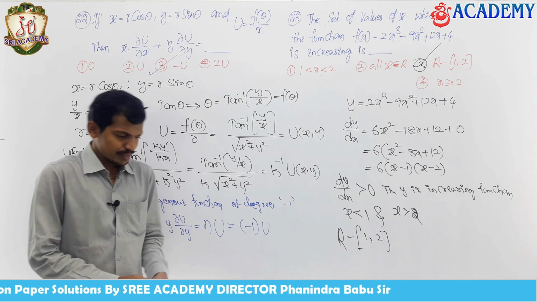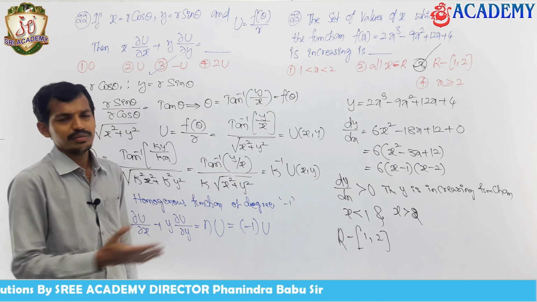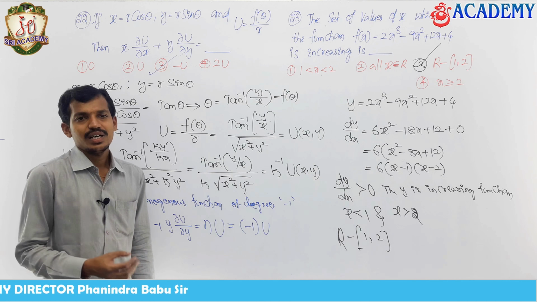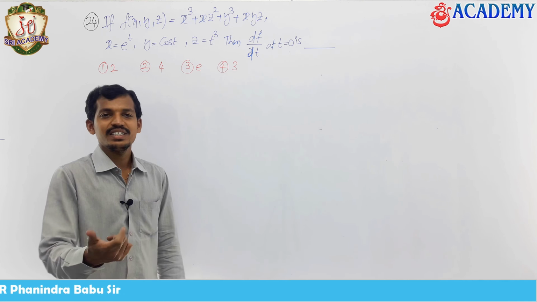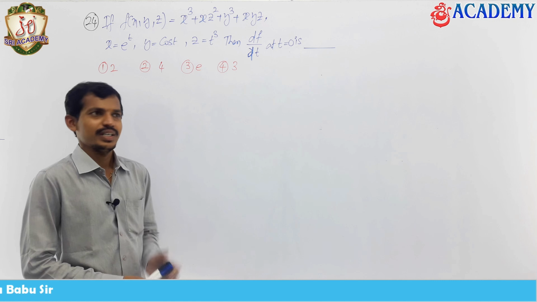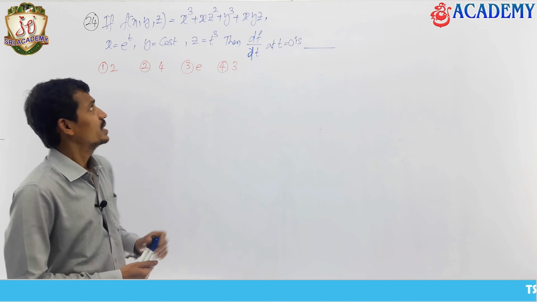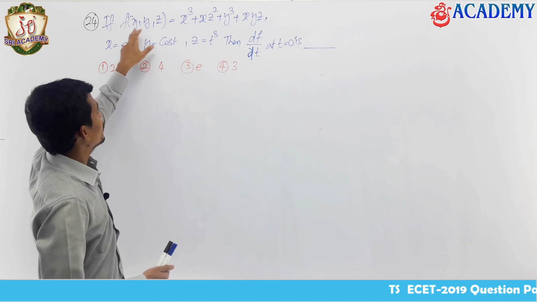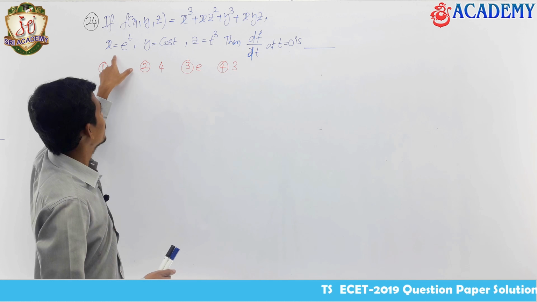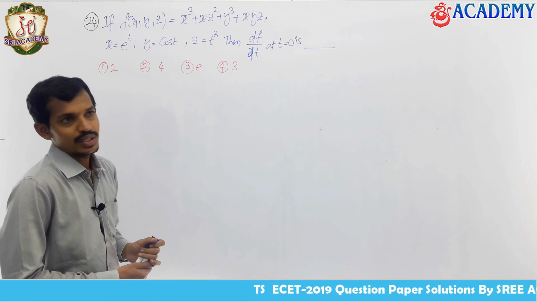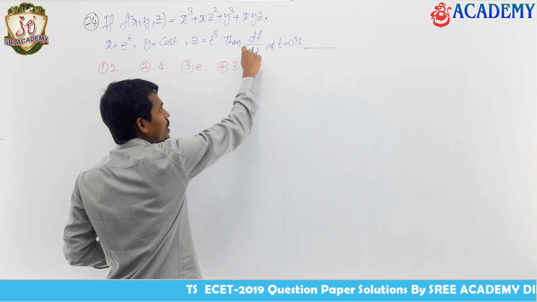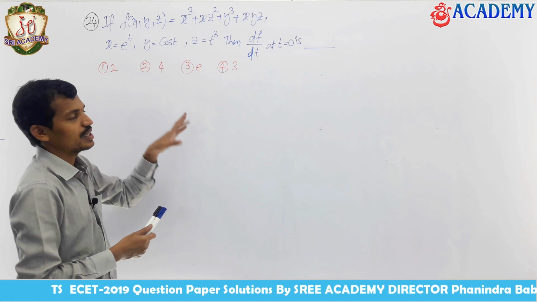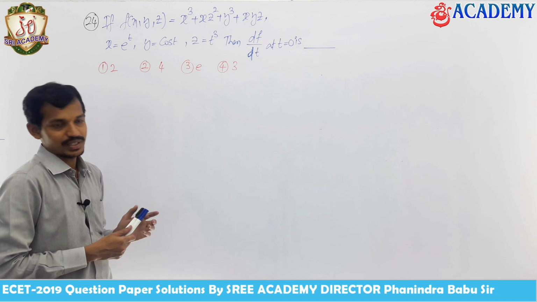These are the basic problems. Here also there are some problems with a little bit of logic, that is, condition based problems. Let's see other problems. This is a very easy basic problem: f of x, y, z is given, and x, y and z are given. It is composite differentiation: you have to find dou f by dou t at t equal to 0.